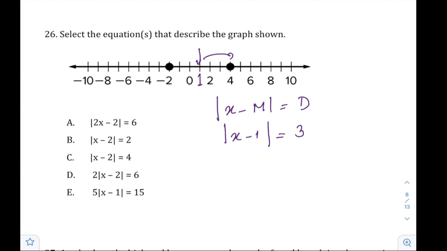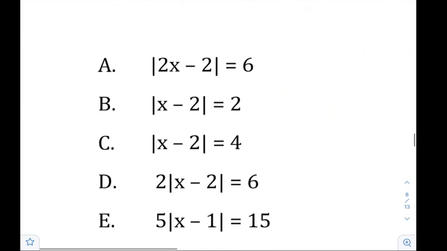None of them is written in this way. So we will see which one is equivalent to this absolute value. Let's check the first one. As you see here, there is a common factor inside the bracket. So I will take the 2 as a common factor, and what remains?